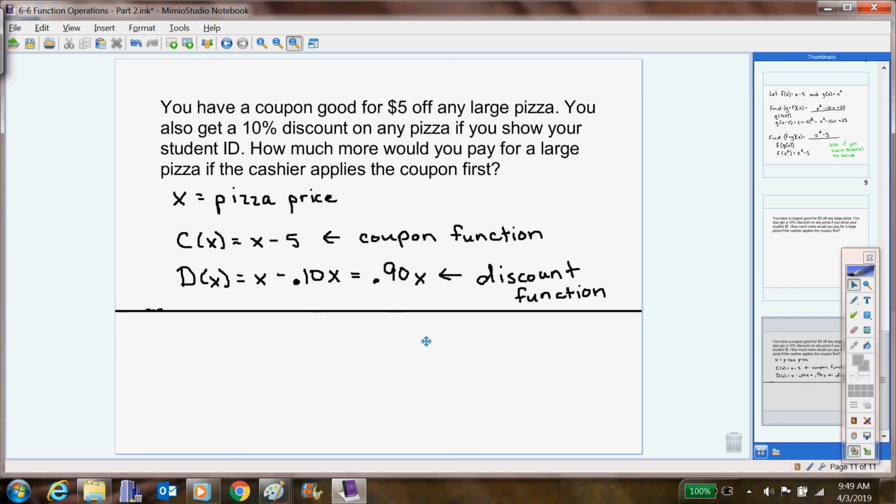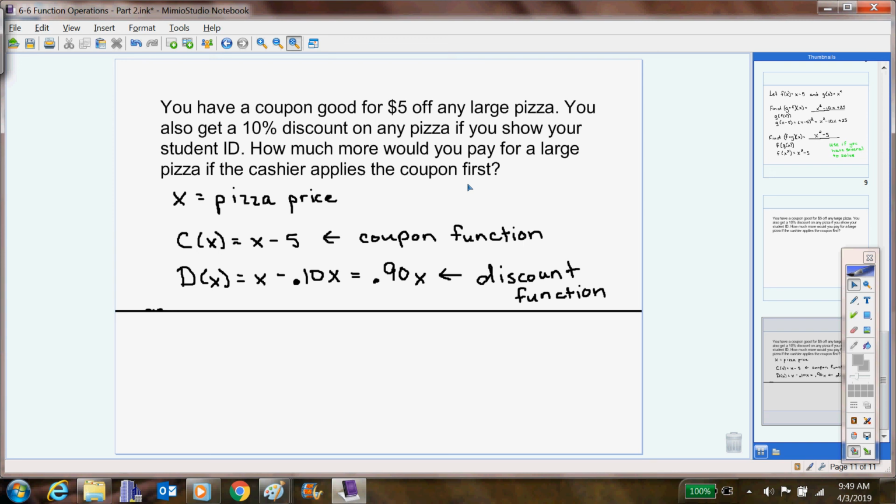But if you have a 10% off discount, even if you didn't write it out like this, you can say, well, that means that I'm paying 90%. So you could go straight to this if that's the way that you thought it through, 0.90 times X. So this is really a composite idea. You could either apply the discount first and then the coupon, or the coupon first and then the discount. It's saying how much more would you pay for the large pizza if the cashier applies the coupon first? So we have to do both composite functions.